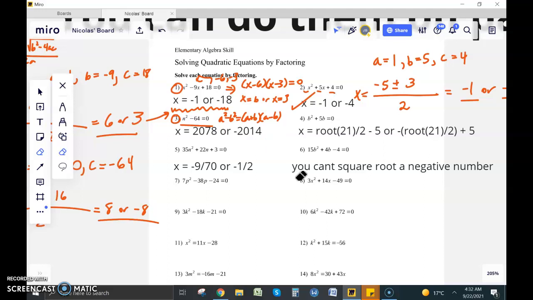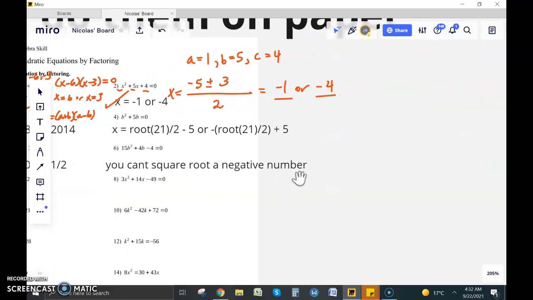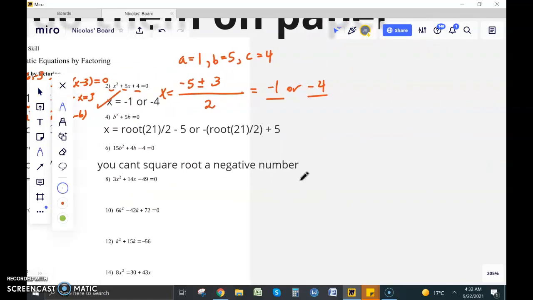Okay, let's look at number 4. So we have b squared plus 5b equals 0. Same thing as before, you just find your a, b, and c. A is 1, b is 5, c is 0, there's no extra term over here. So plug it into our formula, negative b plus or minus the square root of b squared minus 4 times a times c, but c is 0, so it's just going to knock out that term. Divided by 2 times a, which is just divided by 2.